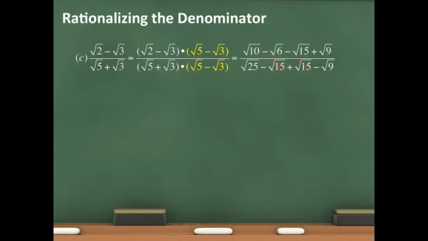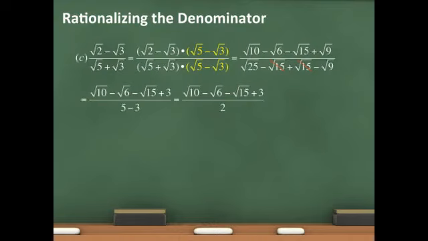Also, we can take the square root of 9 in both the numerator and denominator to give us 3 in both locations, as well as take the square root of 25 to give us 5 in the denominator. This will give us the fraction the square root of 10 minus the square root of 6 minus the square root of 15 plus 3 over 5 minus 3. We can further rewrite the denominator by subtracting 3 from 5, which gives us 2. This means our final answer is the square root of 10 minus the square root of 6 minus the square root of 15 plus 3 over 2.